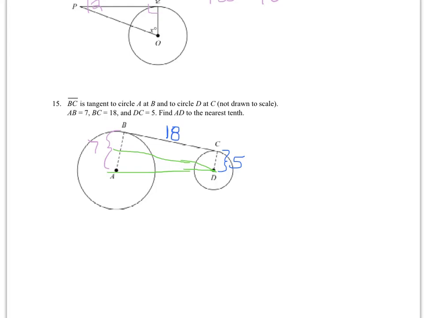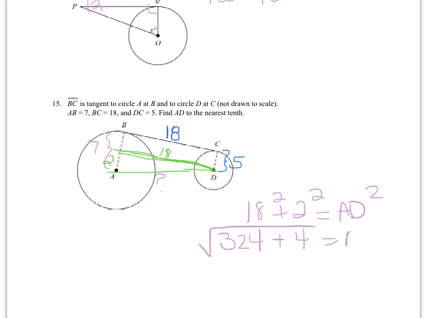So that tells you that our little mini rectangle here, this is also 18 down here. This is 2 because if this side is 5 and this whole thing is 7 and this is a rectangle, opposite sides are congruent, that leaves 2 for right here. So we are going to use Pythagorean theorem to do 18 squared plus 2 squared equals this segment squared, AD. So if you do that, you end up with 4 and 324. Square root that, and you get what we're looking for, AD, which is 18.1.